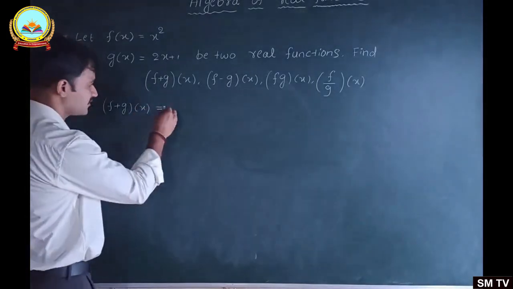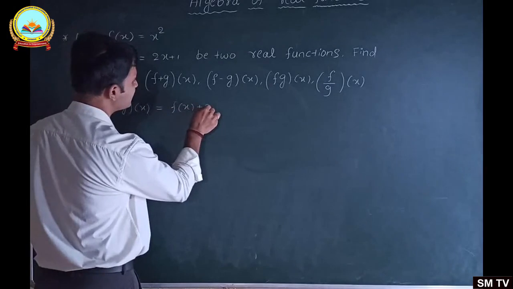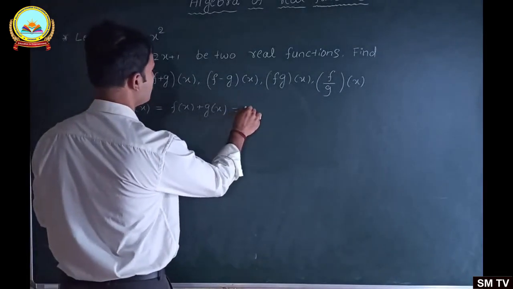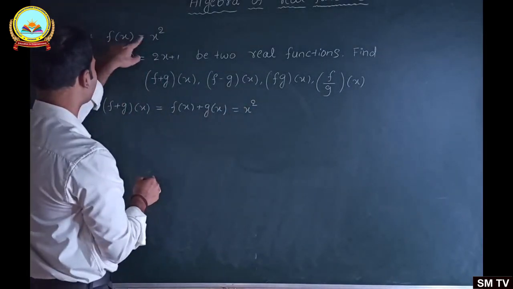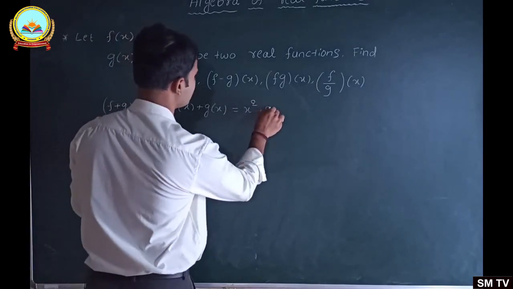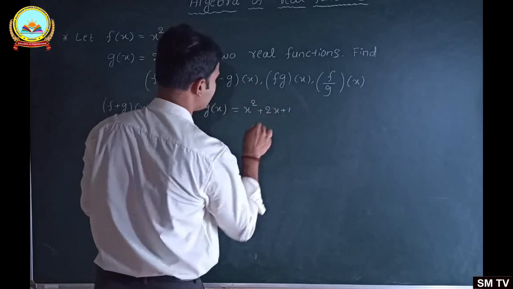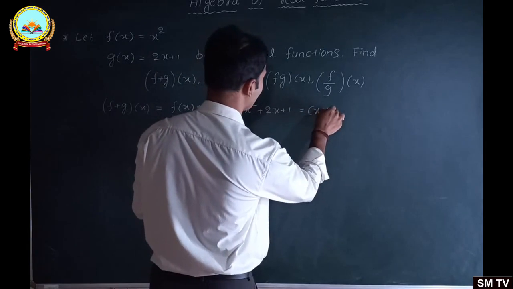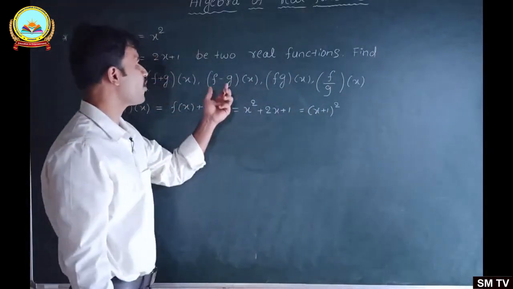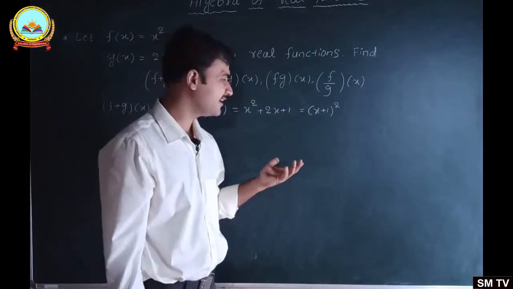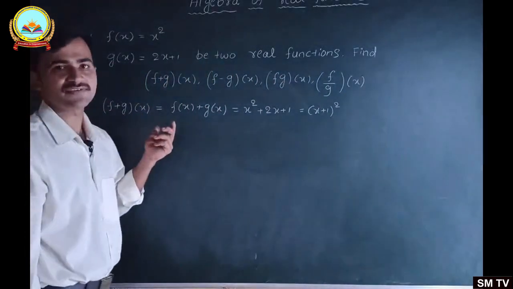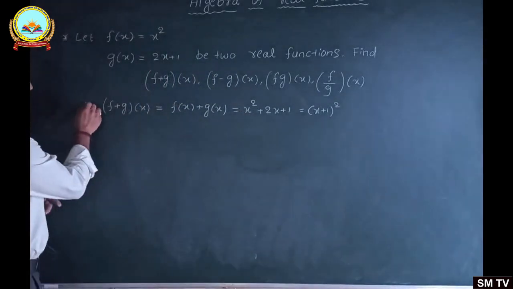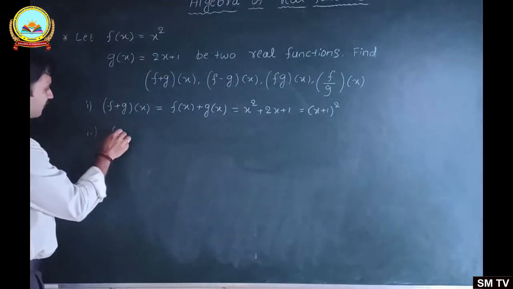So first of all, let me consider f plus g of x. What is the definition of f plus g of x? It is equal to f of x plus g of x. This is equal to x square plus 2x plus 1, since f of x is x square and g of x is 2x plus 1. We can also write it as x plus 1 whole square. Since they have mentioned these two are real functions, we should not think much about the domain of this function, because both are subsets of R.